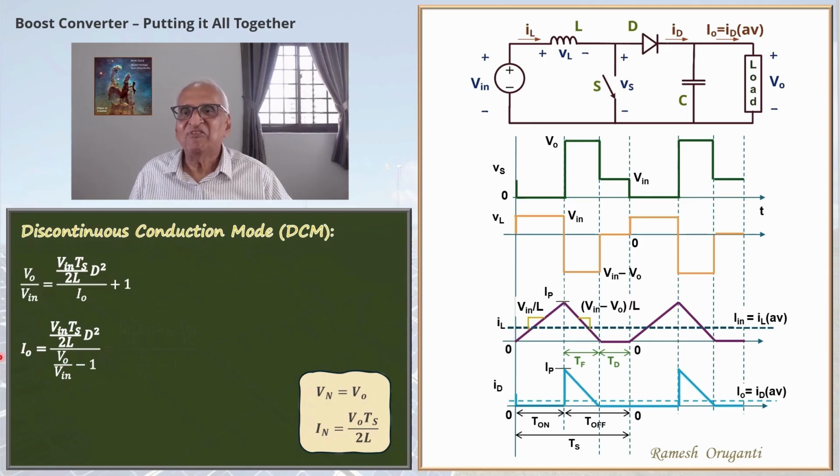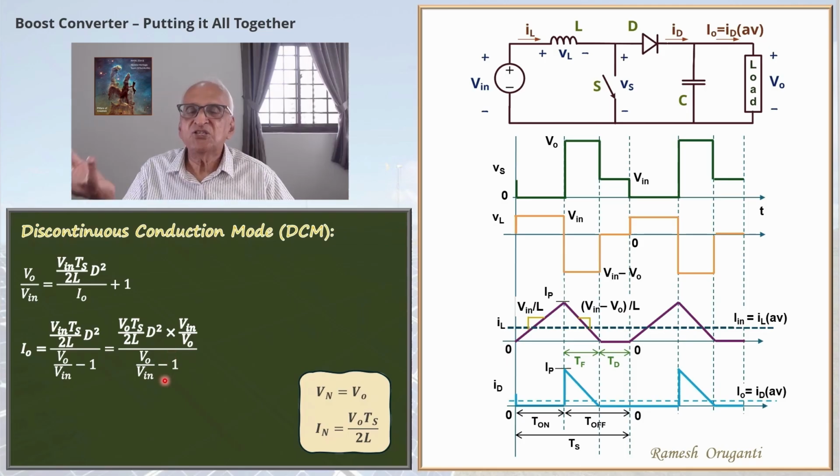Notice that I have V in TS by 2L here, whereas our current normalizing factor is V0 TS by 2L. So we need to multiply and divide the numerator by V0. Then we will get I0 equals V0 TS by 2L D square times V in by V0 divided by V0 by V in minus 1. V0 TS by 2L is the current normalizing factor. V in by V0 is the normalized input voltage. V0 by V in is 1 over the normalized input voltage.